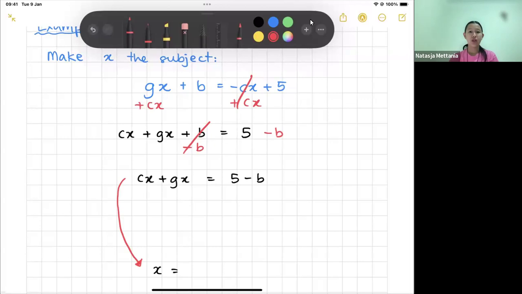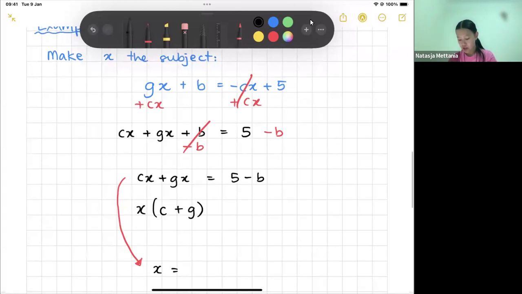Let's use something that I already know, maybe something that I've learned in algebra. HCF, highest common factor. Is there a highest common factor between those two terms? Yes, x. So I'm going to put x on the front and put a bracket. If x is taken out of cx, what am I left with? c. If x is taken away from gx, what is left? g. So x bracket c plus g equals 5 minus b.